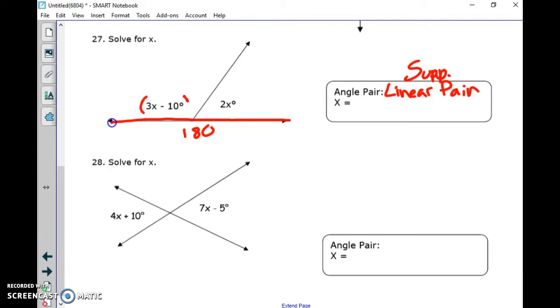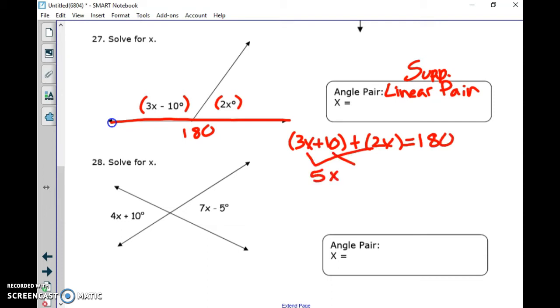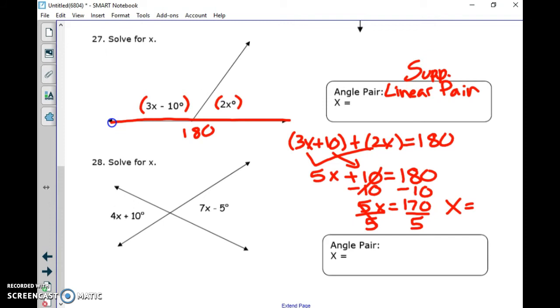I'm going to take this part plus this part equals the whole thing, 180. So 3x plus 10 plus 2x equals 180. Combine like terms. 5x, bring down plus 10 equals 180. Get rid of that loner. Minus 10, minus 10. 5x equals 170. And then we divide to get rid of our coefficient. X is going to equal 34, if I'm doing my mental math correctly. I believe that's right. So 34 degrees.